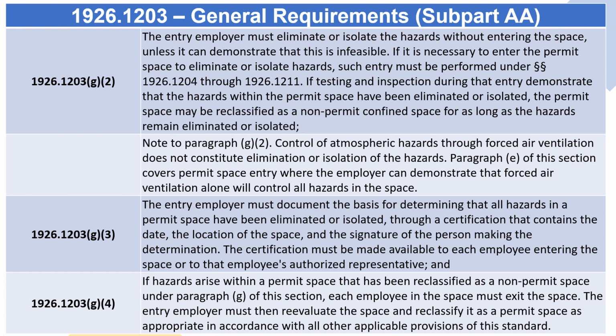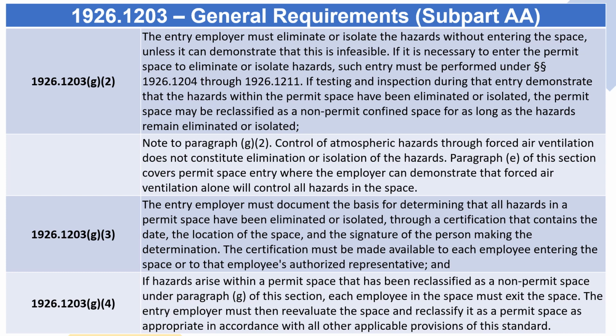If testing and inspection during that entry demonstrate that the hazards within the permit space have been eliminated or isolated, the permit space may be reclassified as a non-permit confined space for as long as the hazards remain eliminated or isolated. Note to paragraph (g)(2): Control of atmospheric hazards through forced air ventilation does not constitute elimination or isolation of the hazards. Paragraph (e) of this section covers permit space entry where the employer can demonstrate that forced air ventilation alone will control all hazards in the space.